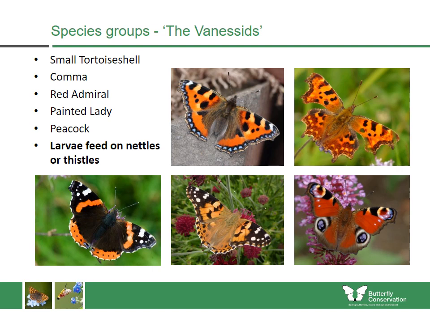The final group then includes some of those species which you're very likely to see in gardens. These are some of the biggest, most blousy, show-off butterflies with very bright colours. So it includes small tortoiseshell, the comma, red admiral, painted lady and peacock, and the larvae of these all feed upon nettles or thistles in Scotland.